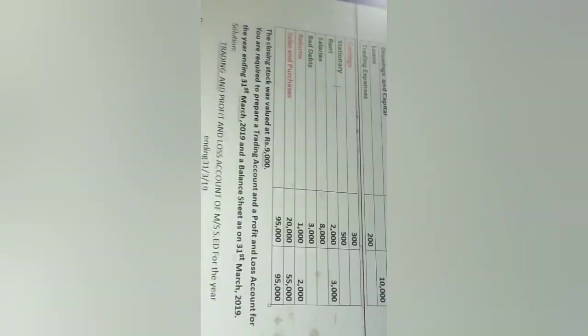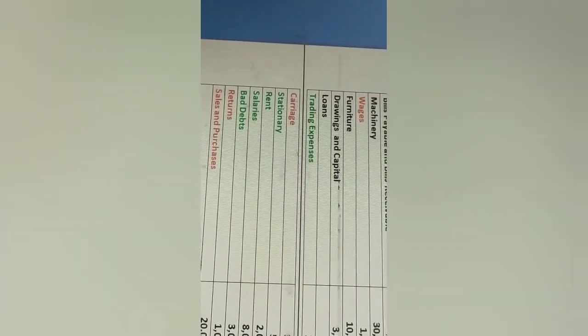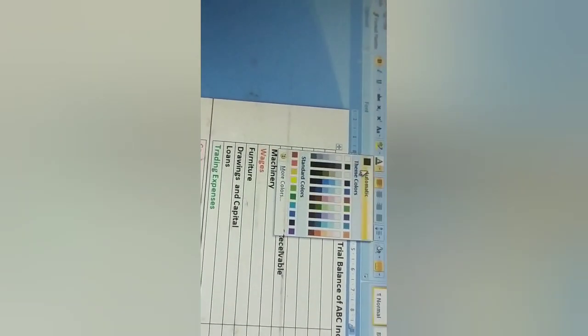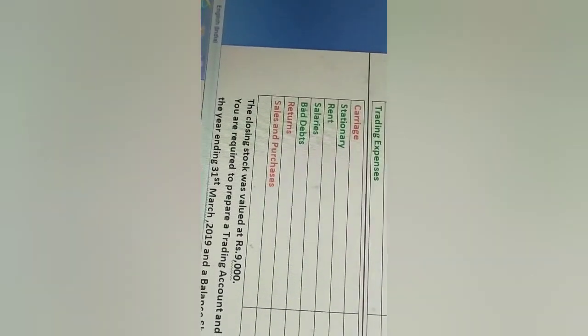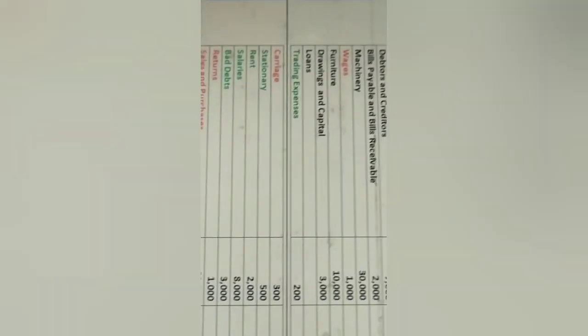Again, see the sum. All the items which I have marked red are the trading account items. See, even the opening stock is also a trading account item. I have not marked it red, I am marking it now. So this is also stock, meaning opening stock. First item, to opening stock 2,000. To wages 1,000. Then to carriage 300.